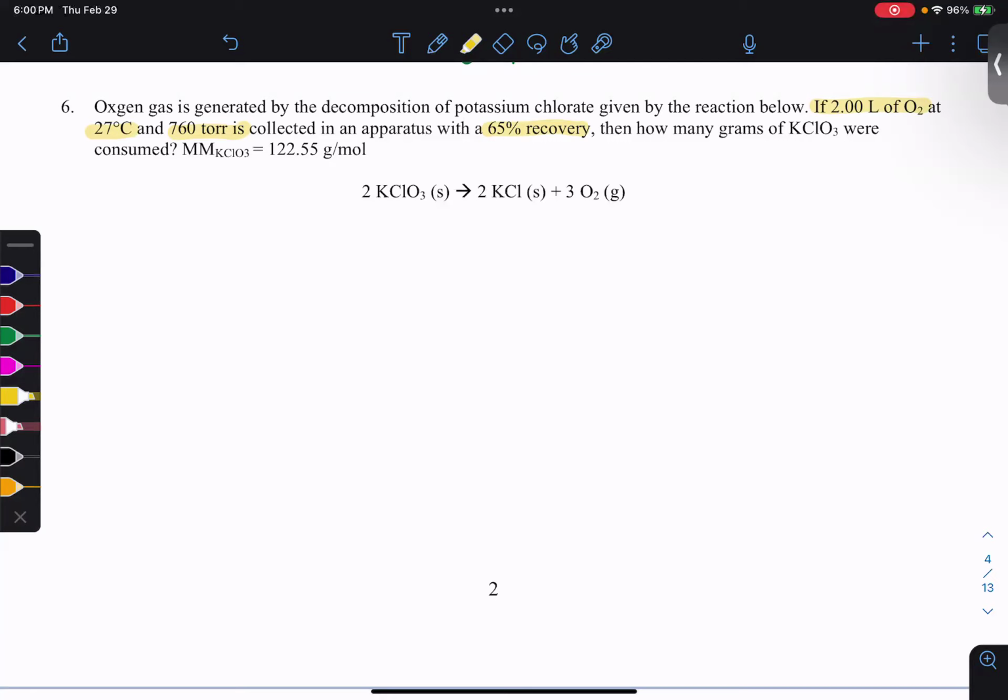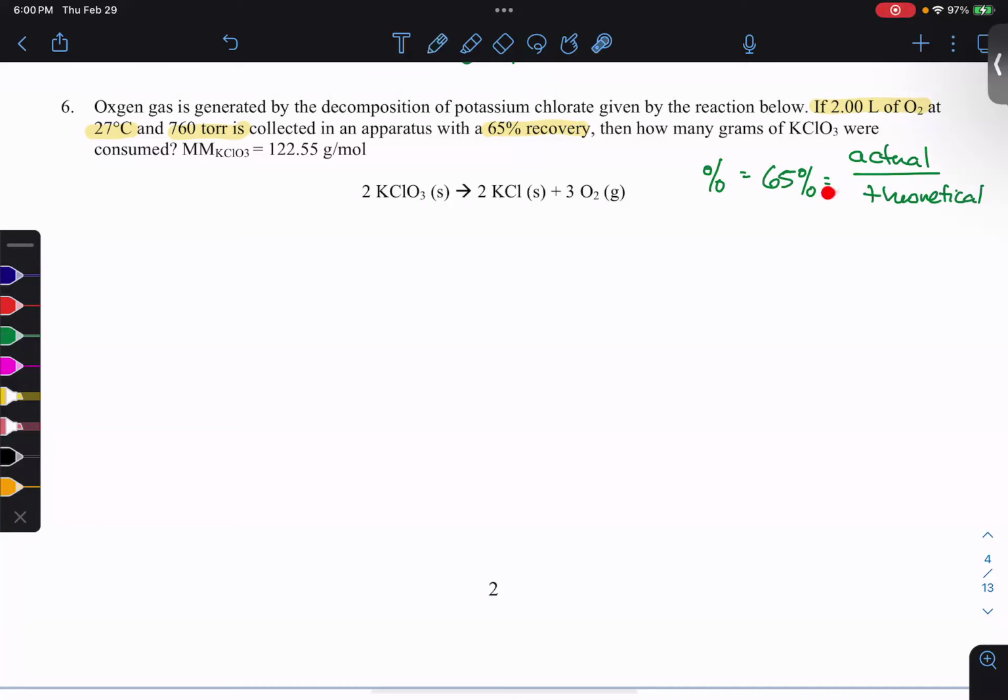Percent recovery, oof. We did that in lab. Yeah, I test you on lab stuff sometimes. But here's the thing, percent recovery, it's the same as what? Percent yield. It's the same thing as percent yield. So percent recovery here is 65%. So percent yield is always actual yield over theoretical yield, right?